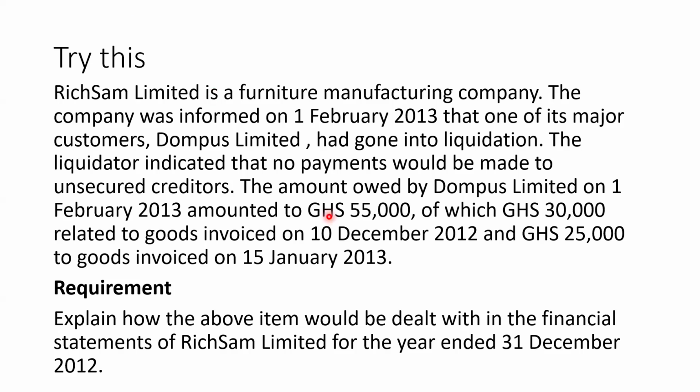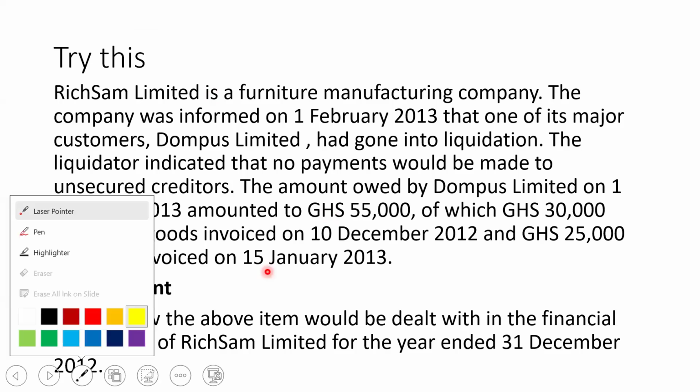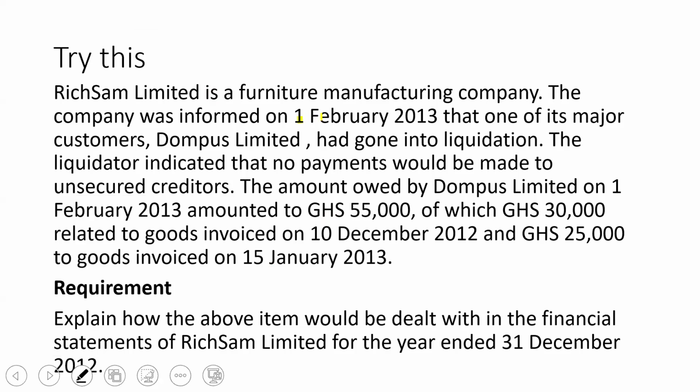So Richsam Limited, furniture manufacturing company. The company was informed, let's take note of the dates, on 1st February 2013 that one of its major customers, so 1st February falls within 31st December and the date of authorization, right? So this event is important to us. They were informed that one of its major customers, Dumpus Limited, had gone into liquidation. Bankruptcy, liquidation of a customer, they are all adjusting events according to IAS 10.